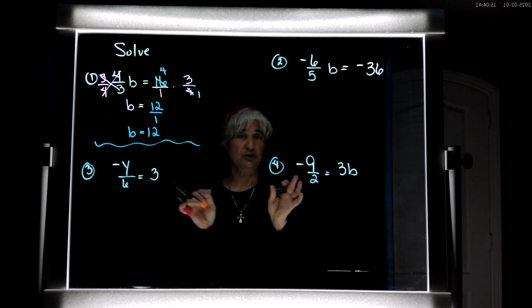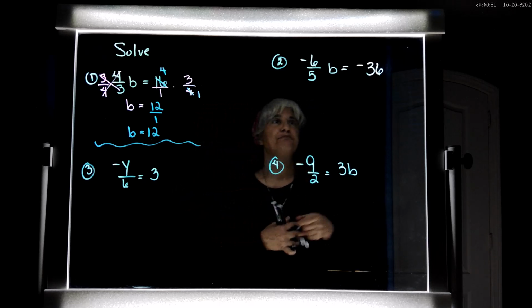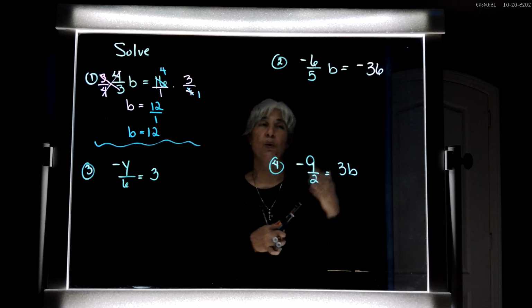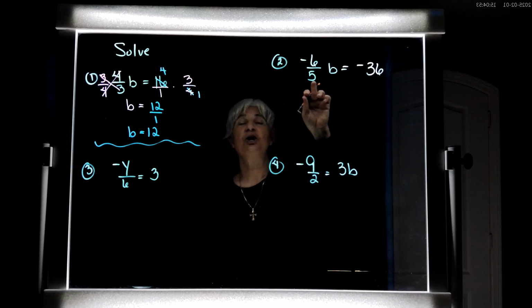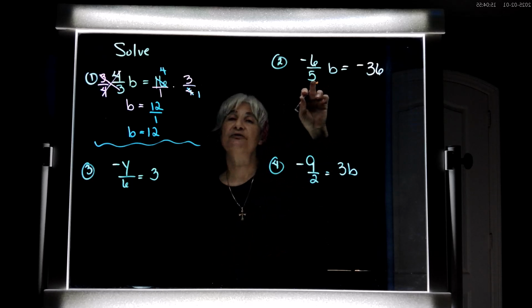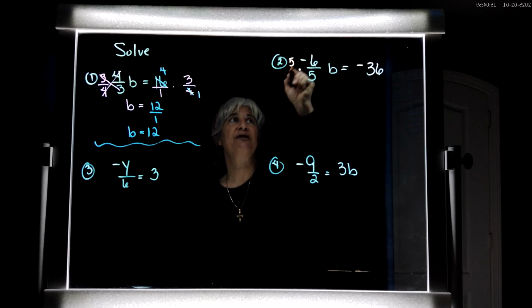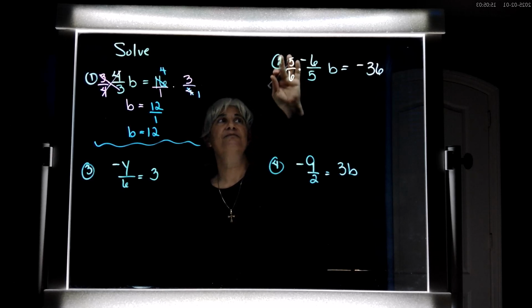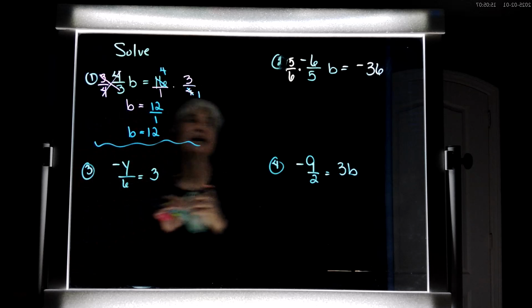Good? Not too bad? All right, let's look at problem 2. Okay, so got to get the b by itself again. What are you going to do? Yes, since the coefficient, the number in front of b, is a fraction, I am going to multiply by the reciprocal. But let me ask you something.